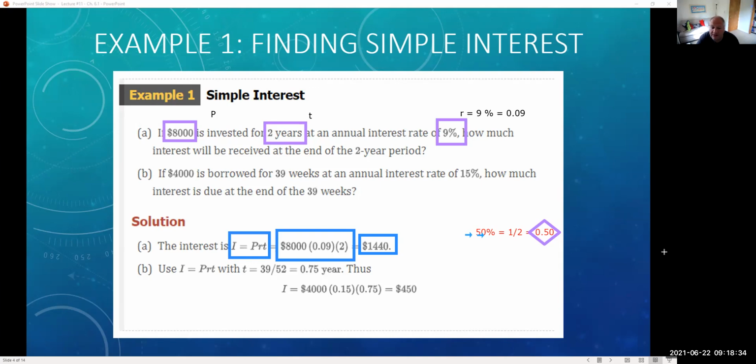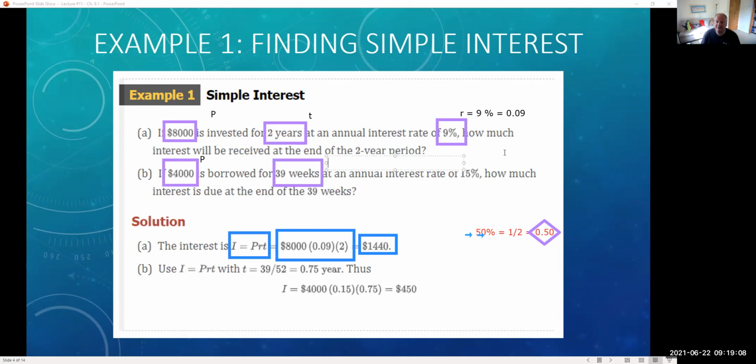It says, if 4,000 is borrowed for 39 weeks, at an annual interest rate of 15%, how much interest is due at the end of 39 weeks? Okay, well, once again, we have a principal, and here's our principal, right? And then we have a very interesting time here. We have 39 weeks.